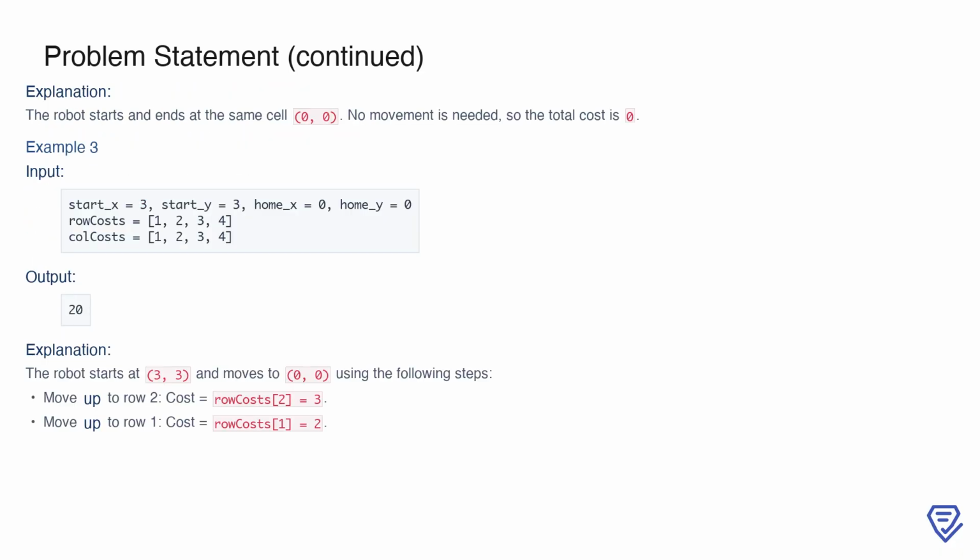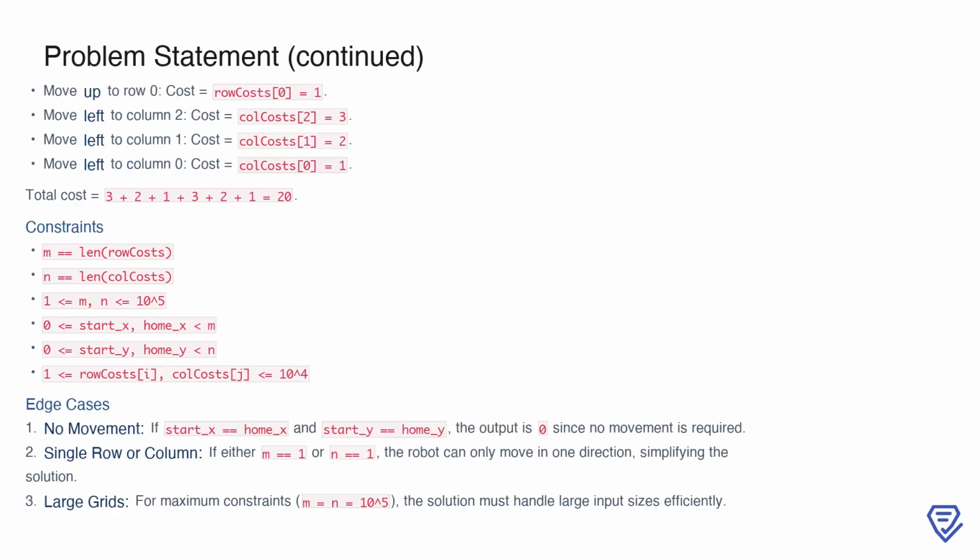In the second example, the robot starts and ends at the same cell, 0, 0. The input costs are row costs equals 5, and column costs equals 8. Since no movement is required, the total cost is simply 0. This demonstrates that if the robot's starting position is the same as its home position, no cost is incurred, as no steps are taken.